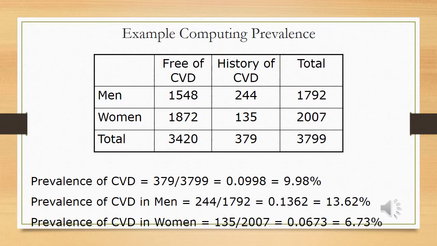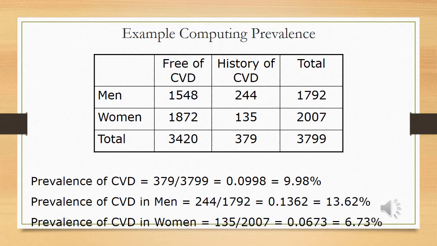Now we're looking at the men, so let's look at the men that have a history of cardiovascular disease. We have 244 men that have a history of cardiovascular disease over the total number of men, which is 1792. And for the prevalence of cardiovascular disease in women, we look at the number of women that have a history of cardiovascular disease, which is 135, and we divide that by the total number of women in the study, which is 2007.